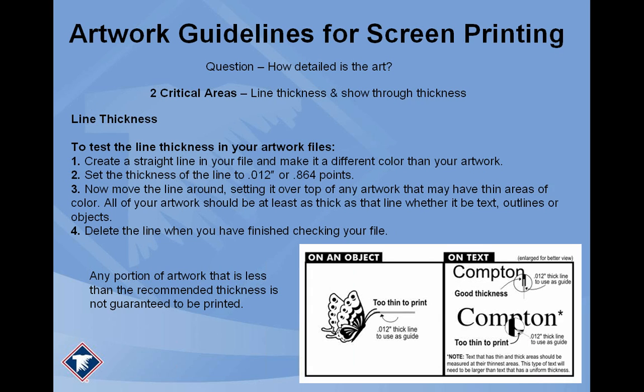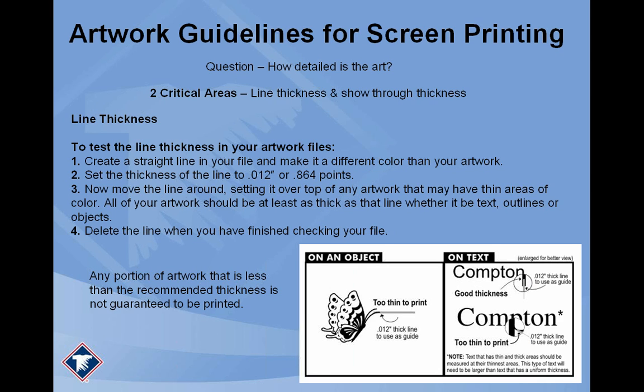Well, one of the things that comes up is, how detailed is your artwork? That's the limitation. How small is the artwork? How detailed is the artwork? How much tiny stuff do you have going on there? So we're going to talk about limitations and guidelines. The two critical areas, if you see my little note at the top of my screen here, are line thicknesses and show-through thicknesses. We're going to define both of these terms for you, and we're going to talk about what they mean and how they affect you here.